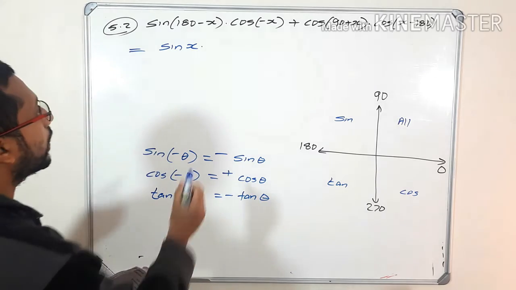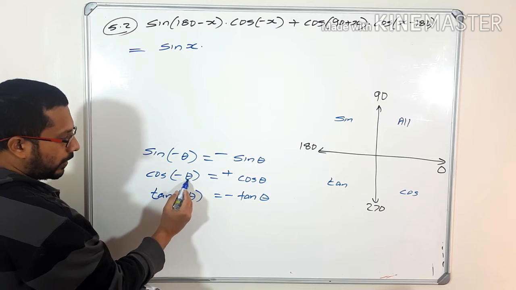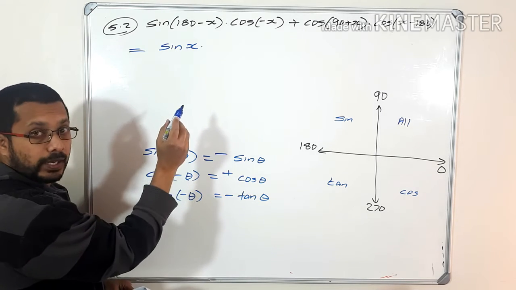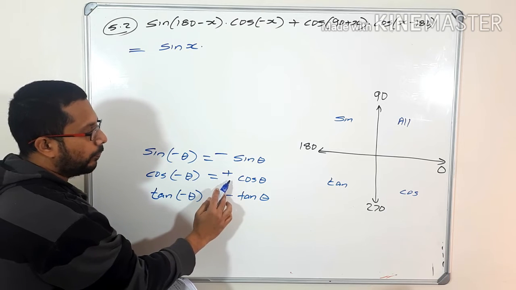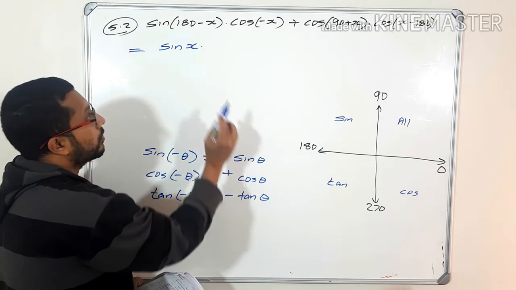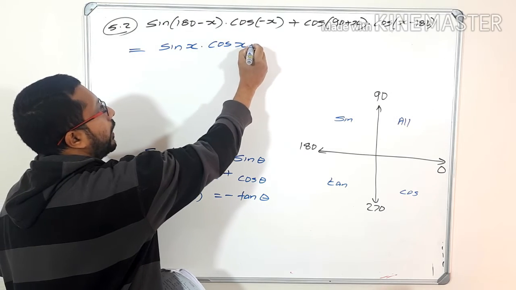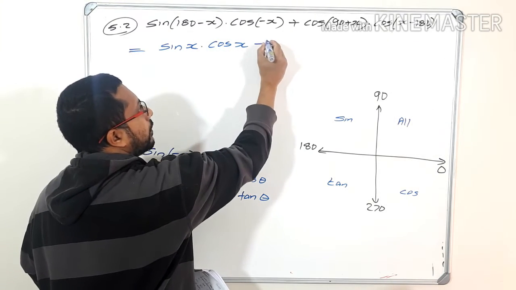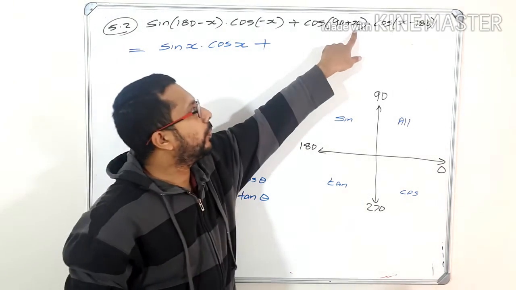So here what is this one? Cos of minus x. Instead of theta there it is x, that's the only difference. Cos of minus x is positive cos x. So here we are supposed to write positive cos x, and the symbol is plus. Now next one, 90 plus x.